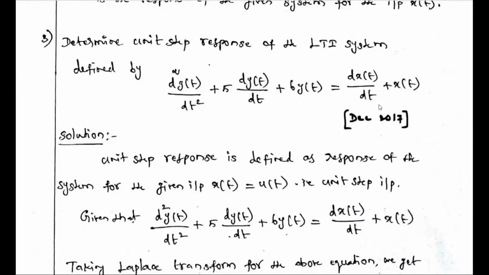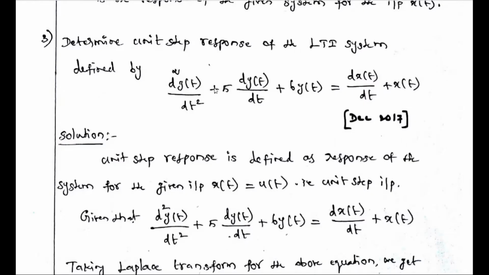Here you see it's a December 2017 question. What does the question mean? Determine the unit step response of the LTI system defined by this one. So what are the given data? In order to solve this problem, we need two inputs.